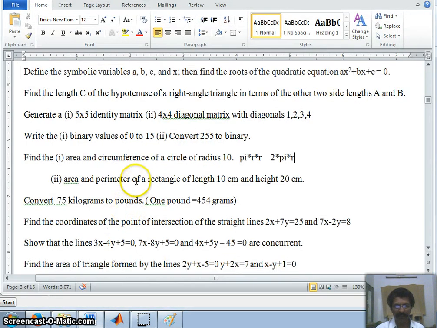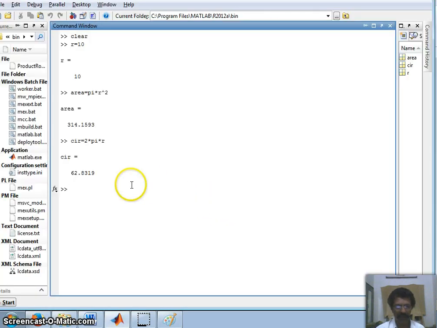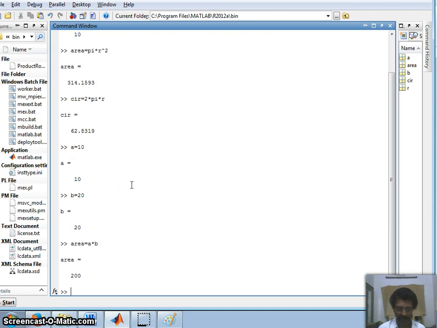Right, the next one, area and perimeter of a rectangle of length 10 units and breadth 20 units. Suppose this itself is a rectangle, the length is equal to 10 units and the breadth is equal to 20 units. For a rectangle, the area is A into B. Therefore here also I can declare A equal to 10 units and B equal to 20 units. Therefore the area is A multiplied by B. Okay, so this is 200.